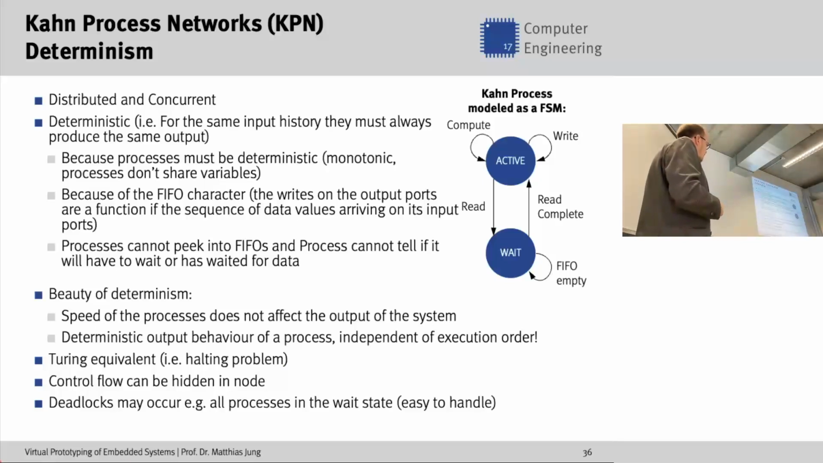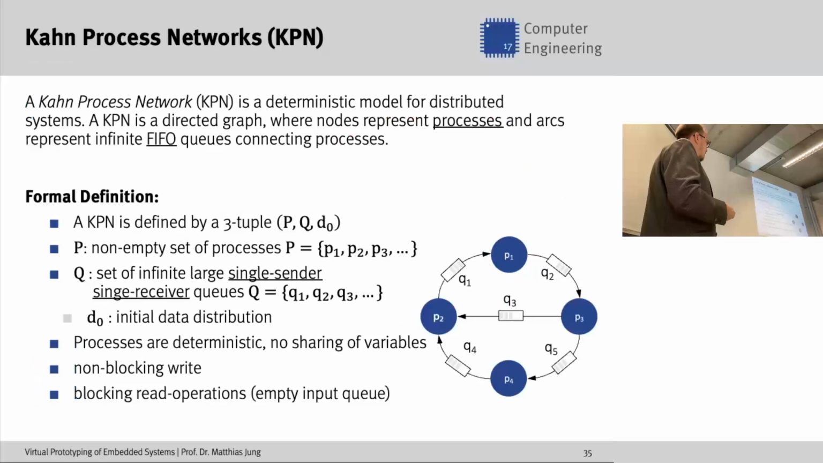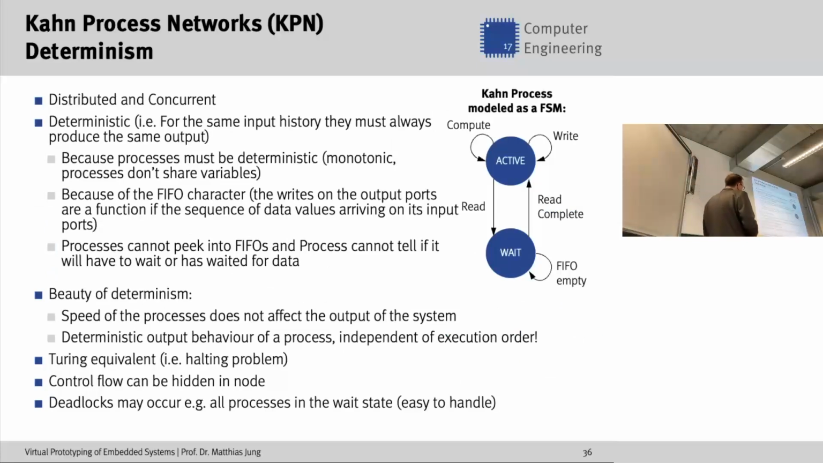And yeah, as I said, control flow is always in a node. So the control flow is done in the processes, basically. So here we have the control flow inside. Just as a side note, here we use a state machine to model the behavior of the Kahn process network. And we can have also deadlocks that may occur if all processes are in the wait state, but we can handle that, that's easy.